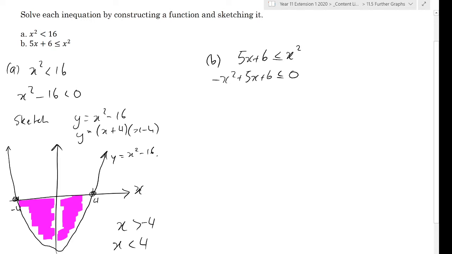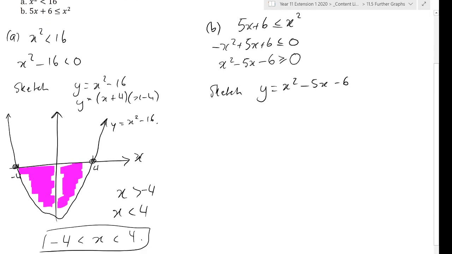Now we're going to divide everything by -1 to remove the negative in front of the x squared. So it's going to give us x squared minus 5x minus 6, and when we divide everything by negative 1, we just have to flip the sign around. So we want the values when x squared minus 5x minus 6 is greater than or equal to 0. So we're going to sketch y is equal to x squared minus 5x minus 6. To do that, we're going to factorize this.